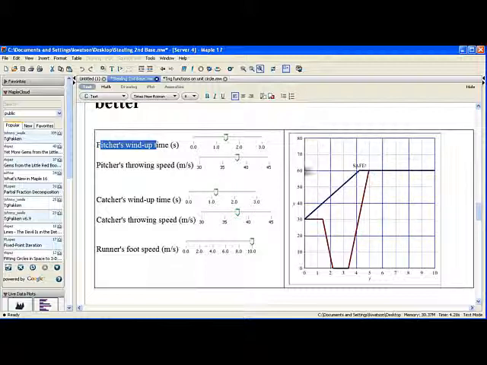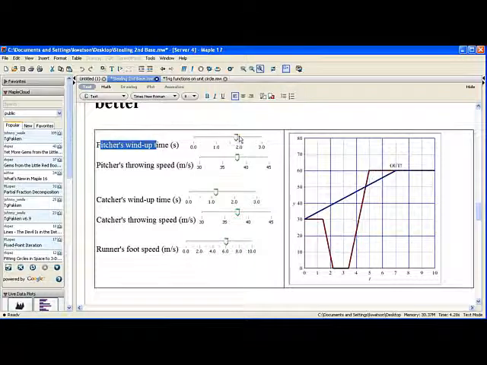If the blue line arrives at level 60 before the red line does, the runner is safe because he got there before the ball did. However, if he were too slow, then the ball gets there before he does and he is out. What I want students to get out of this is which of these controls matters the most.